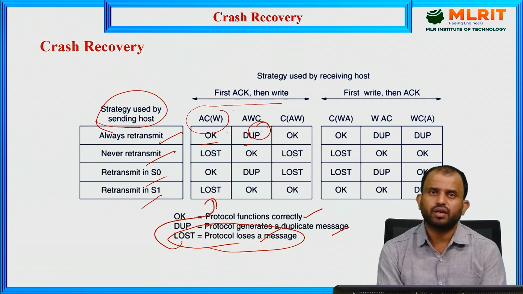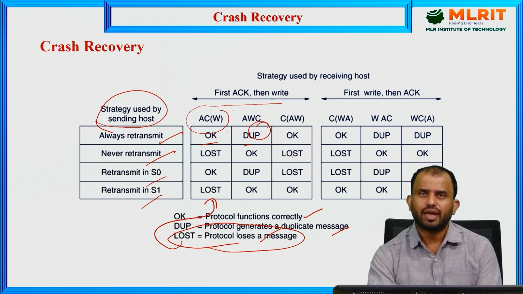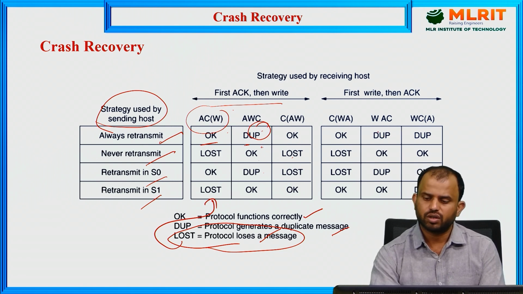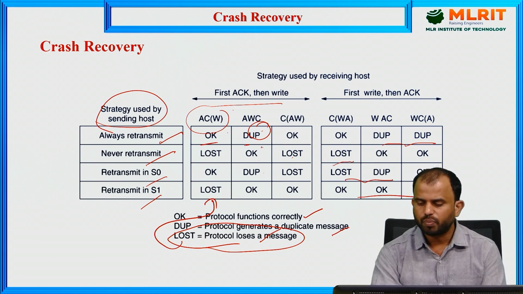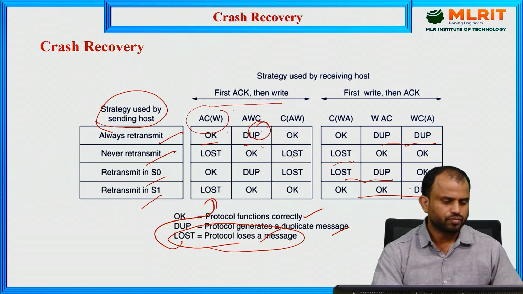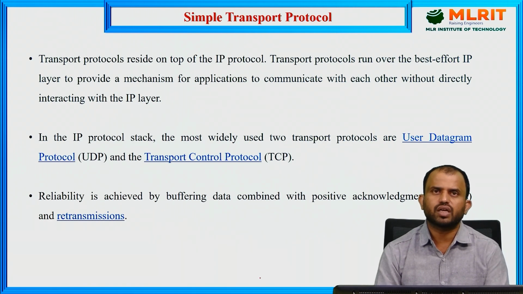So that kind of information we grab. In the same way, first write, then acknowledgement. Here what happened, first acknowledgement, then write. Here what happened, first write, then acknowledgement. So there may be a chance of duplicates, information being damaged, or loss or duplication happening. So what is a transport protocol?